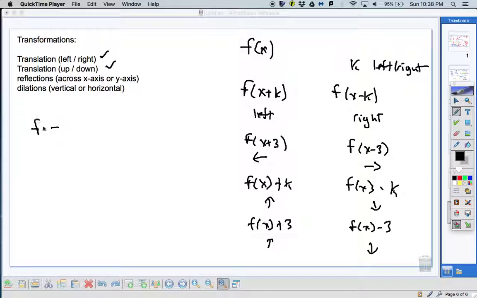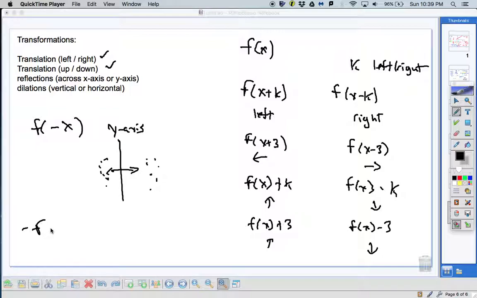So let's look at f of negative x. Now, what that means is we're going to take all the x's and they're going to switch sign. So anything that's over here is going to get mirrored on the other side because the x's are what's switching sign. So anything that's switching sign must go across the y-axis. Okay, so f of negative x is a reflection across the y-axis.